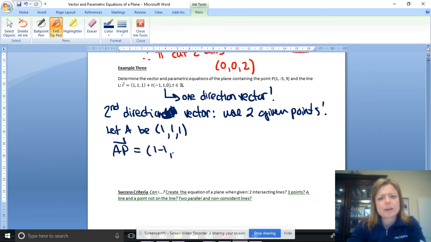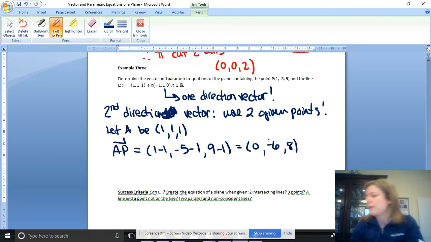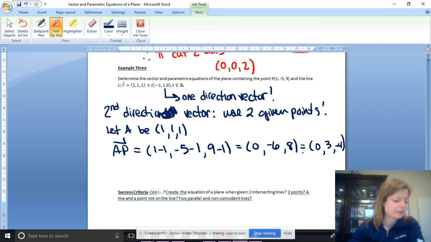So it's 1 minus 1, -5 minus 1, 9 minus 1. So that gives us (0, -6, 8). So remember that direction vectors can be collinear. So we can simplify this to a simpler form, (0, 3, -4), to make a simpler collinear direction vector.